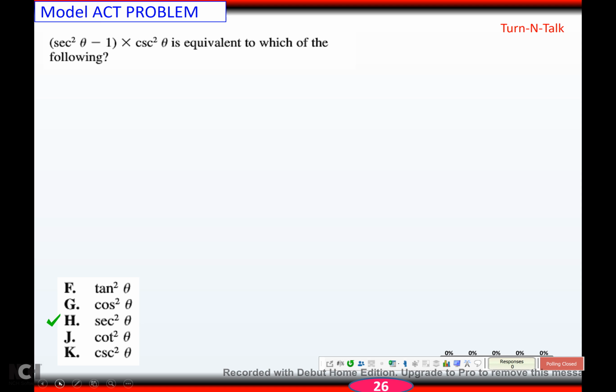And hopefully you got H. All right, so we have secant squared theta minus 1 times cosecant squared theta is equivalent to which of the following? Well, what I happen to notice is there's a Pythagorean identity right there. If you went and looked at your sheet or back at the review, you would know that secant squared theta minus 1 is equivalent to tan squared theta. So I'm going to replace that with tan squared theta times cosecant squared theta.